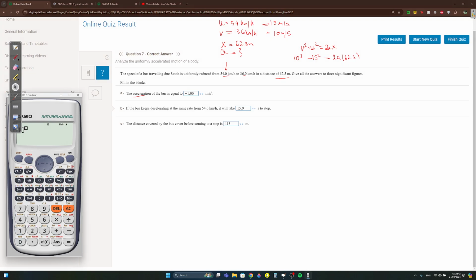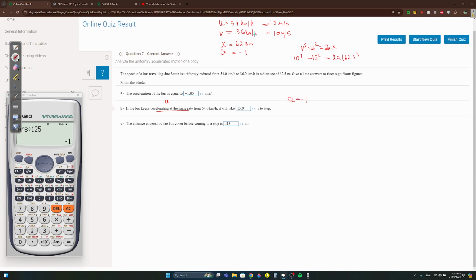10 squared minus 15 squared is minus 125, divided by 2 times 62.5, which is 125. You get a equals negative 1. Okay? A is negative 1. If the bus keeps decelerating at the same rate, how long will it take to stop? Okay. So, now we know a is equal to negative 1. In this part B here, they're saying it's decelerating at the same rate. So we know a is equal, I'll write it here, a is equal to negative 1.